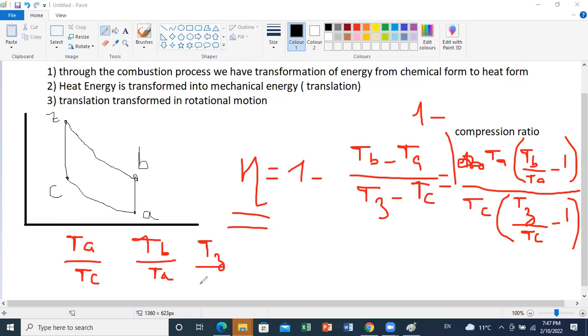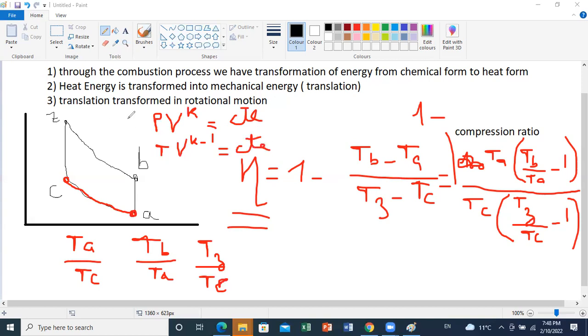Okay, how to do this? Let us try together. Okay, first, TA and TC: these points belong to an adiabatic process. Okay, an adiabatic process is characterized by several relations. You can say that PV to the power K equals constant. You can say that TV to the power K minus 1 equals constant. You don't have to memorize all of these. You know why? It's enough to know one relation.